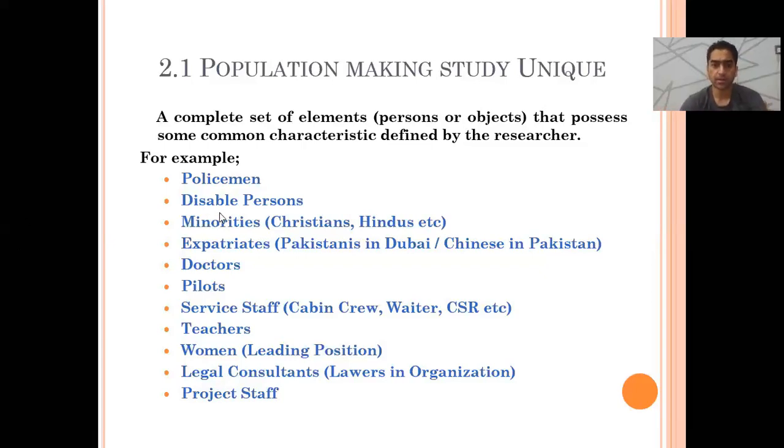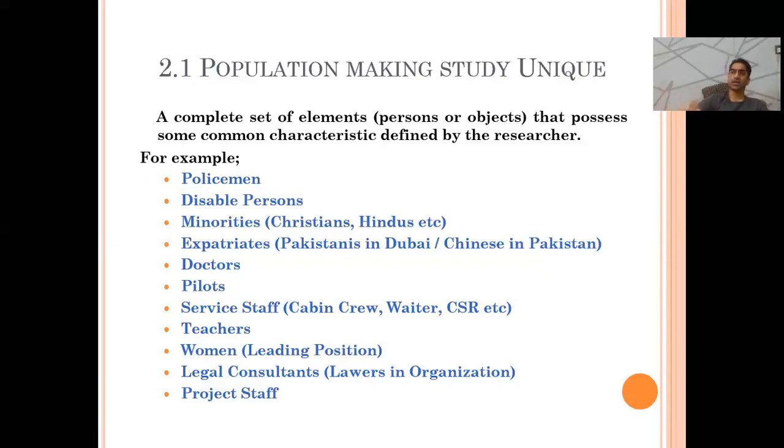And if it's about the disabled person, I would be more interested to go for a topic like stigma or stigmatized feelings, like people take them as stigmatized minorities in Pakistan. So they are facing the challenges of discrimination. And expatriates, Pakistanis in Dubai or Chinese, well, if Pakistanis are working in Dubai or maybe in any other country, they have their saving targets, and finally they have to come back to Pakistan.